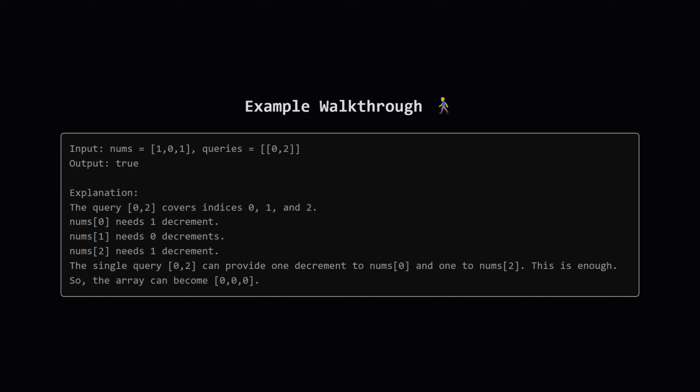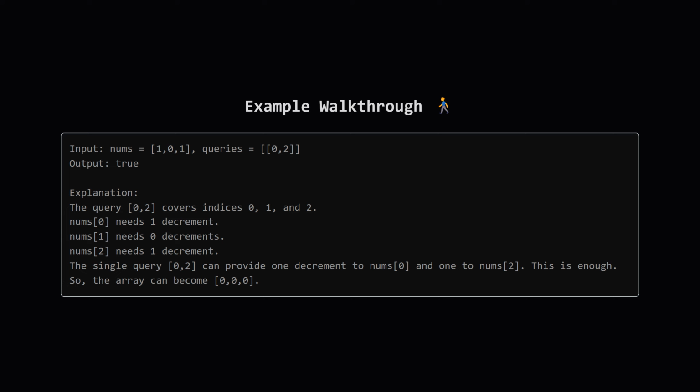Imagine our list is 1, 0, 1, and we have just one query. It covers the range from index 0 to index 2. So the number at index 0 is 1. It needs one decrement to become 0. The number at index 1 is 0. It's already good, needs 0 decrements. The number at index 2 is 1. It also needs one decrement. Our query covers all these positions.